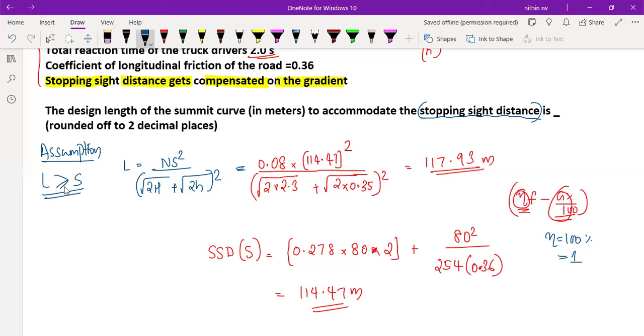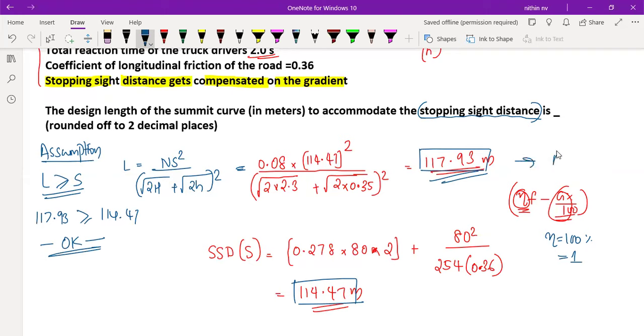This is the basic assumption, which means 117.93 is the obtained value of L, and the stopping side distance is 114, which means our assumption is correct, right? The obtained value is 117.93, well greater than stopping side distance 114.47, which means our assumption was correct. So it's okay. The calculated value will be the final answer.